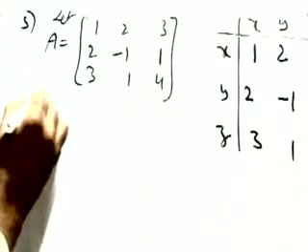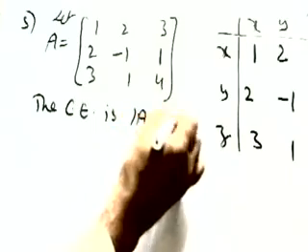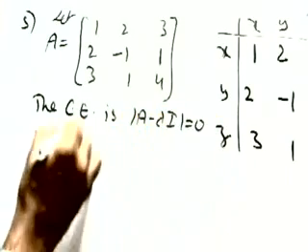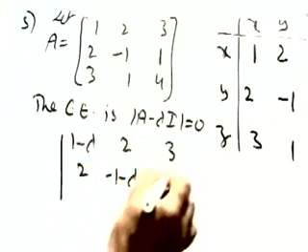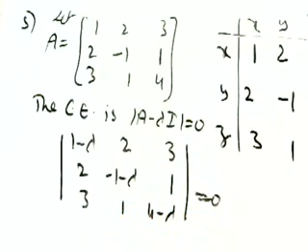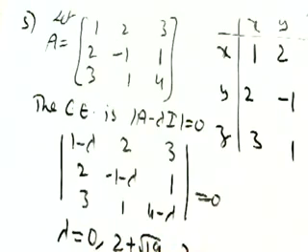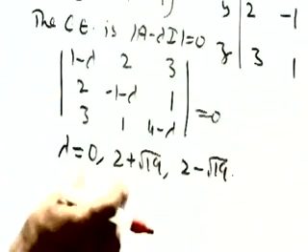Now the next step: for eigenvalues we write the characteristic equation, |A minus lambda I| equals 0. So we get 1 minus lambda, 2, 3; 2, -1 minus lambda, 1; 3, 1, 4 minus lambda, equals 0. If you solve this one, you solve by yourself. If you solve this, you'll get the lambda values as 0, 2 plus root 19, 2 minus root 19. You see in the previous parts how to solve this.